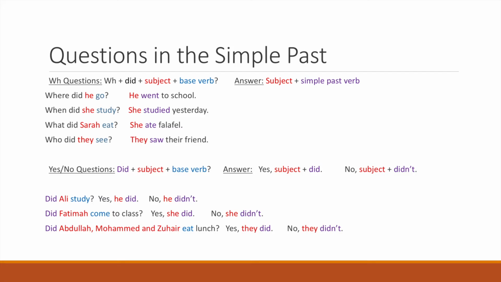Some examples. Did Ali study? Yes, he did. Or, no, he didn't. Did Fatima come to class? Yes, she did. Or, no, she didn't. Did Abdullah, Mohammed, and Zuhair eat lunch? Yes, they did. No, they didn't.